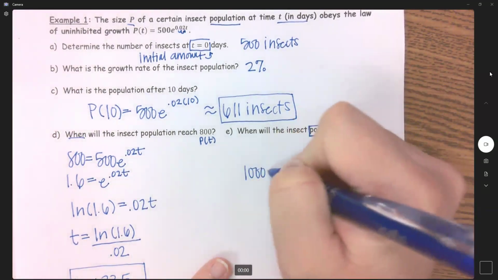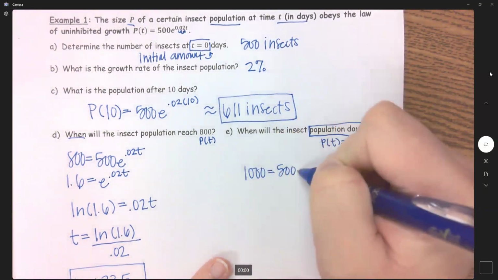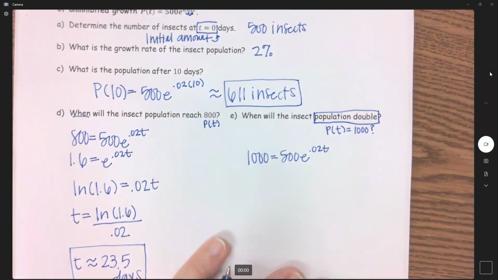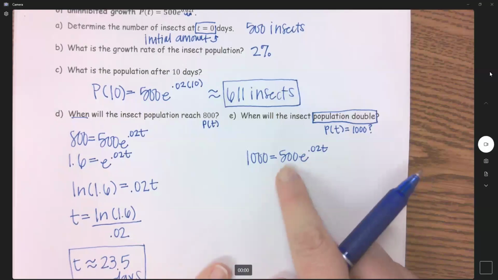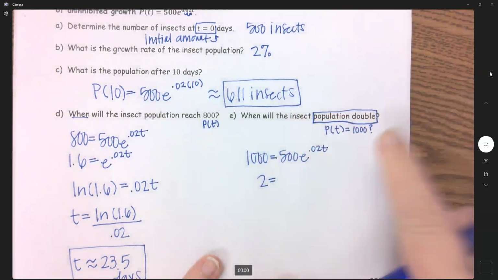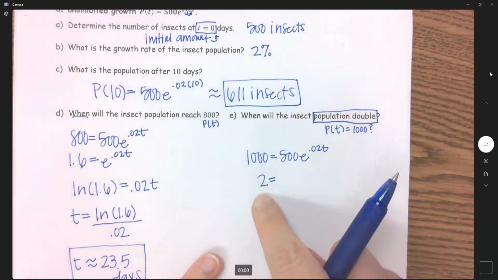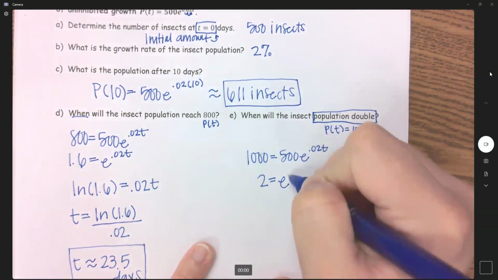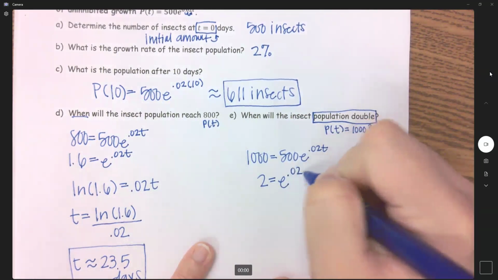So we have 1,000 equals 500 e to the 0.02t. So do it again. Isolate your exponential by dividing over 500, and that's going to give me 2. When we are doubling, this should always equal 2 right here. So we have 2 equals e to the 0.02t.